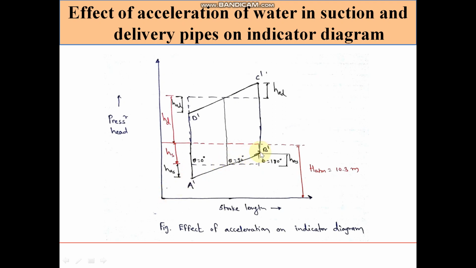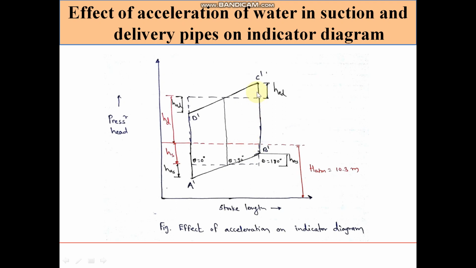Now at the end of the stroke, what happens? The acceleration is negative, means the fluid is going to be retarded. When is fluid going to retard? When the difference of pressure of water between cylinder and pressure of water in the sump becomes less. So this difference is less here, because in the sump the pressure head is atmospheric pressure head, and now this is the pressure head of water in the cylinder. Now this pressure head becomes less. That's why there is a deceleration, means retardation of liquid takes place. So line A dash B dash is representing the suction stroke.